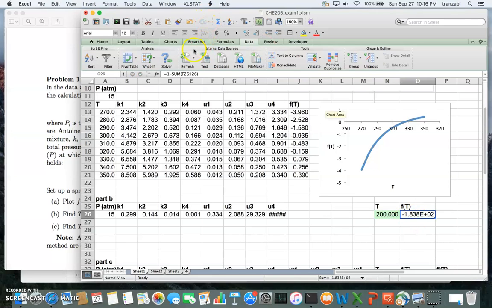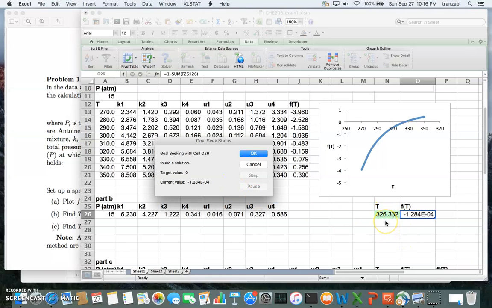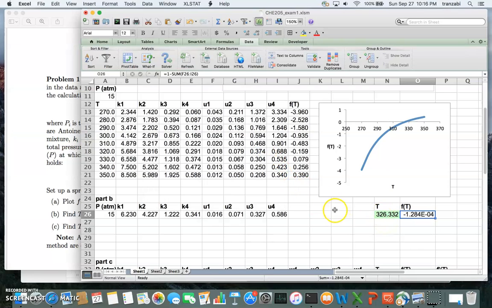And let's do the goal seek one more time. So here's goal seek. I'm going to set this cell to 0 by changing this cell. And there you go. So the solution should be 326 degrees Kelvin. So that is part B.